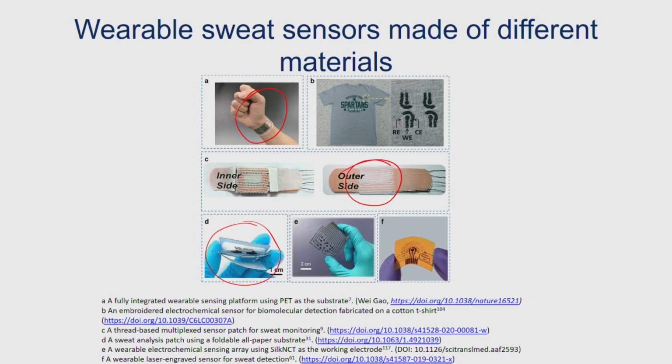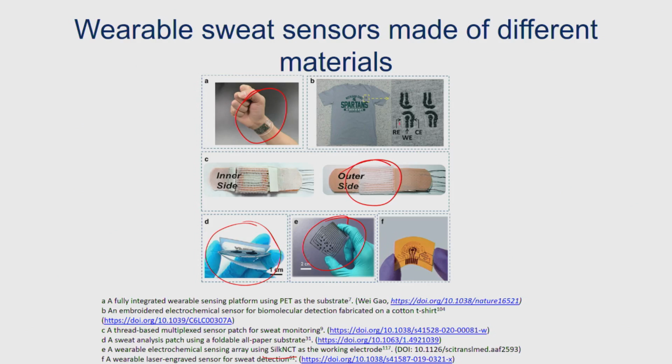And then coming to this example of silk, I mentioned silk to a few of you yesterday, using silk-based carbon materials. These are silk-based sensors which have been used as wearable electrochemical sensors, as a working electrode. That's the example of the silk one.